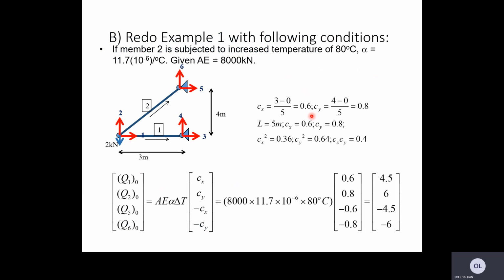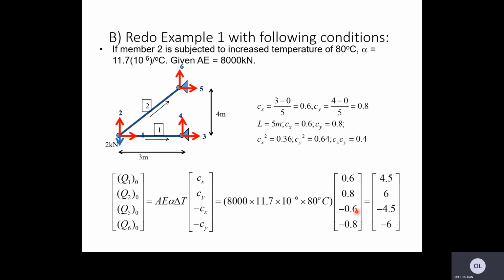Okay, so let's try for what if the member is subjected to temperature change. Now it is member 2 that has this condition. Given alpha, 11.7 times 10 power negative 6, and A is given to you. This is the formula to get the Q naught due to this temperature change. So 1, 2, 5, 6 is for member 2 numbering, and the CX, CY you can take from the earlier example for member number 2.